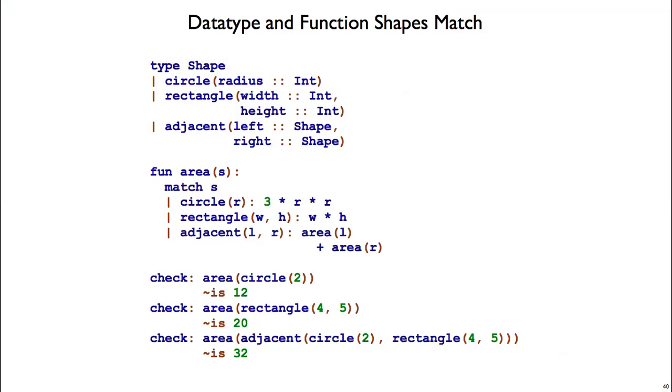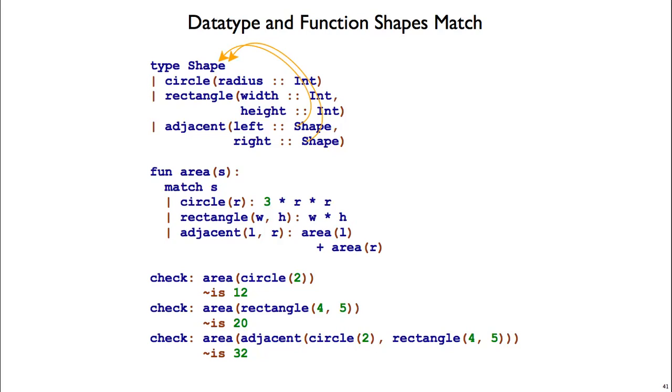The way that a piece of code is organized needs to match the way that the type that the code processes is organized. So for example, we've got our type shape here. We've added a third variant to shape. So a shape is now a circle, a rectangle, or an adjacent pair of shapes. With this third variant, the shape type is now recursive. It points back to itself.